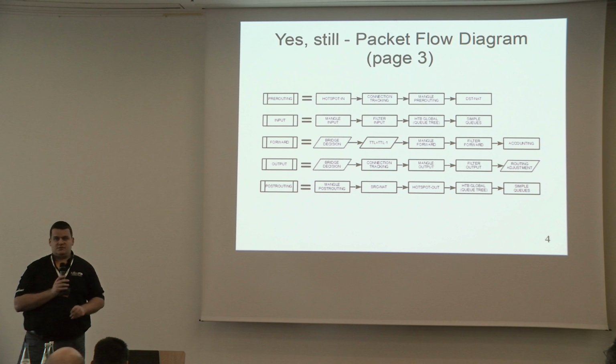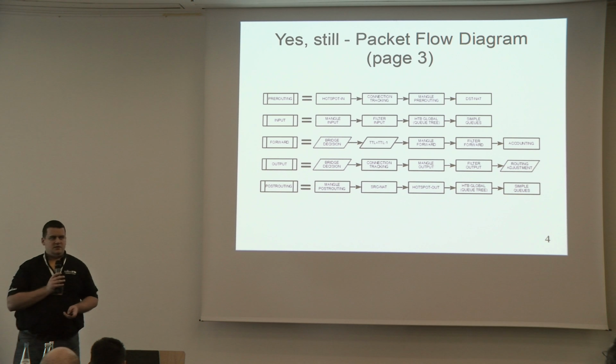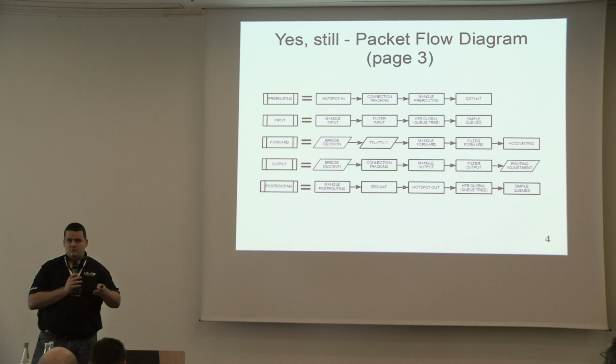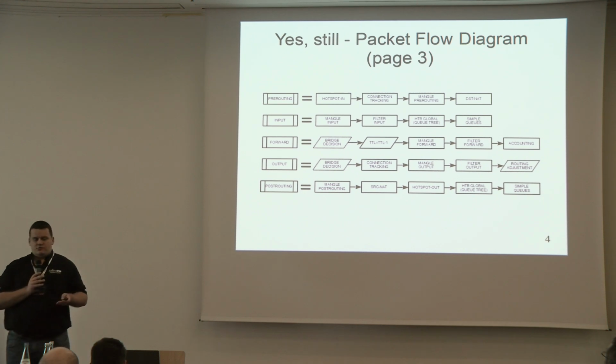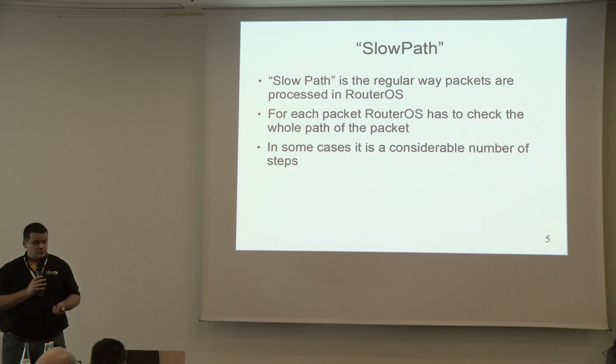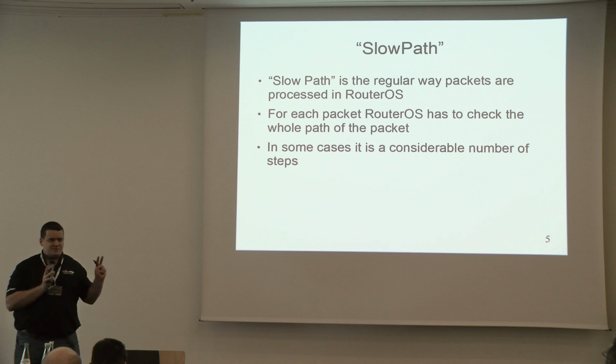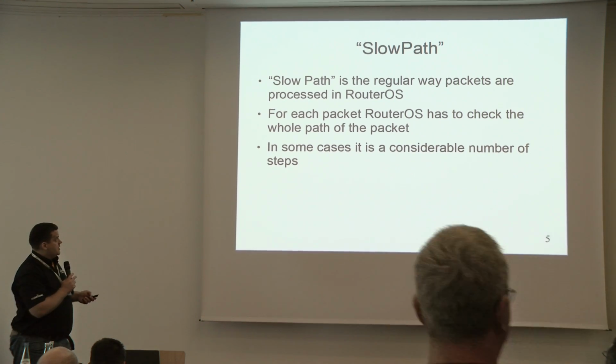So this is just a small way to indicate how many configurations the packet has to go through in RouterOS, and this is why packets performed the way they did before. Just to simplify things, we will call the old way of processing packets slow path. The new way will be fast path, and the old way will be slow path.